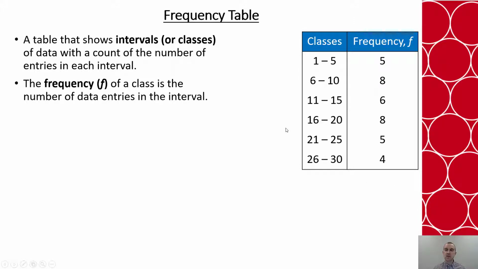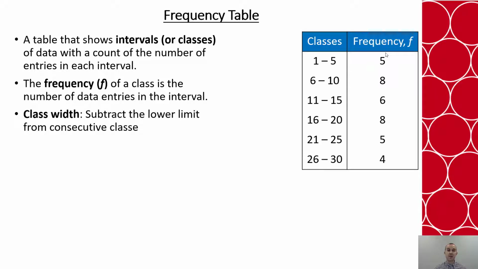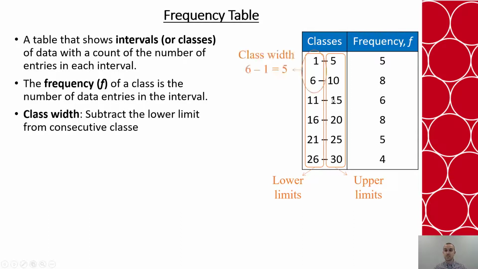Now, the frequency is the number of data entries that occur within that interval. So like here we could say that from 1 to 5, that occurred 5 times for whatever they were measuring. Now the class width we find by subtracting the lower limits of 2 consecutive classes. So here we would say that here's our lower limits and our upper limits. And if we do 6 minus 1, we will get that the class width is 5.